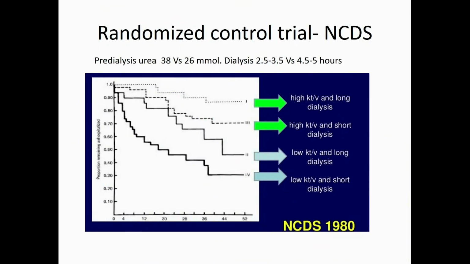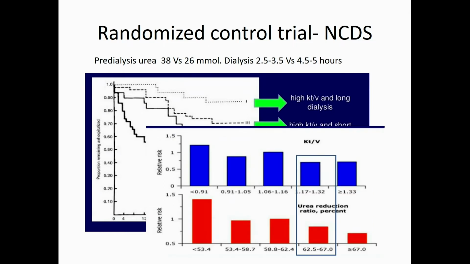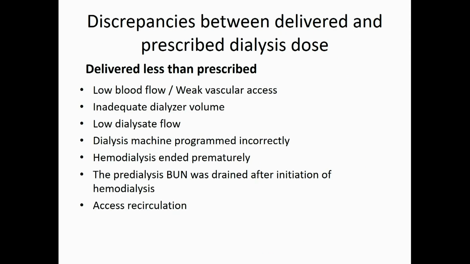The randomized trial NCDS showed that those patients with a pre-dialysis urea of 38 versus 26 millimoles, the higher were better. Long duration was much better. That is the reason we aim for a high Kt/V, and long duration is much better as compared to low Kt/V and short duration. So 1.2 was taken as the Kt/V, and a urea reduction ratio of 62 to 67 was taken as the baseline. As the urea reduction ratio or the Kt/V reduced, the mortality was very high. So this is now taken as the baseline, but again 1.3 is also better.